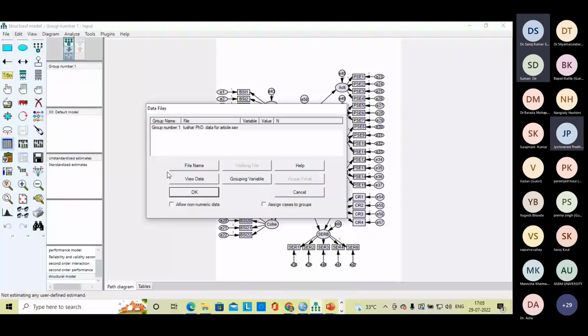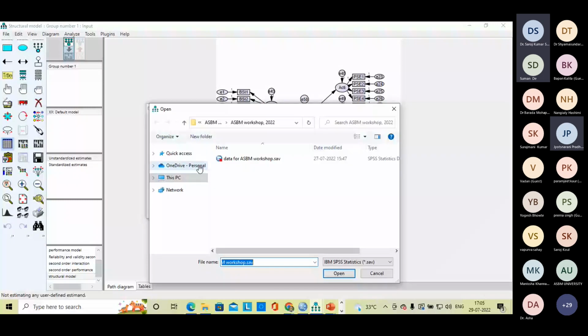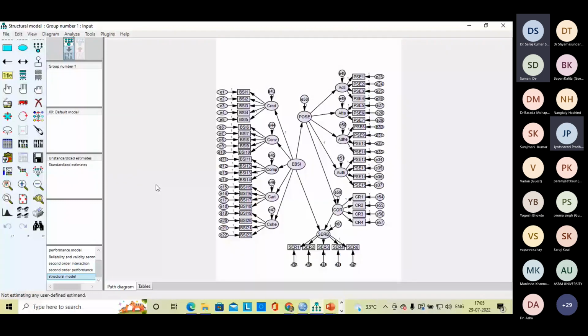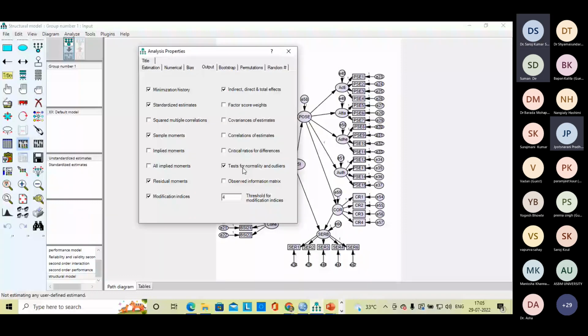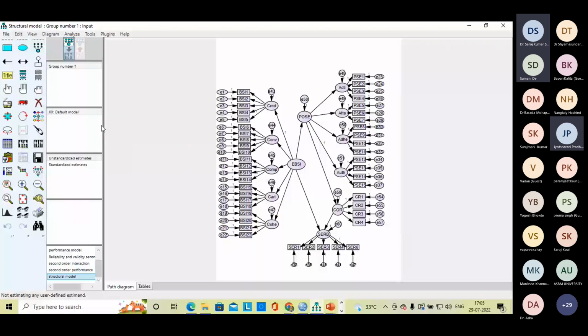Feed the data set to the structural model. Now AMOS has taken the SPSS data set. Now let us specify what we want to have. I think everything required has been specified, the important things have been specified. Now we are ready for analysis. I have already drawn the model, because drawing it in front of you would take much more time.